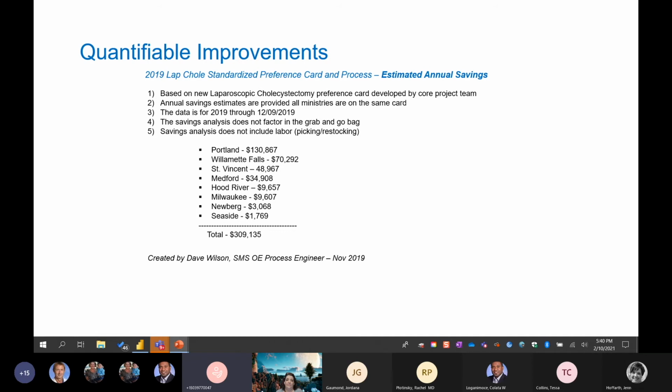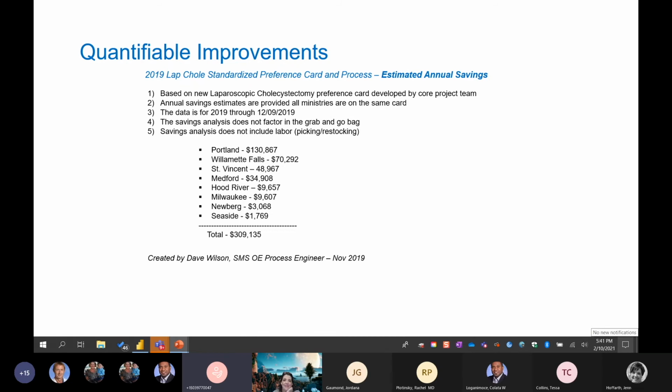As we look across the region and we project these cost savings, it turns out to become considerable. And so you can see with one case, simply refining the pack and the content, if we standardize across the region, we project to save $309,000. This is based on 2019 data because, as we all know, 2020 was not exactly a representative year, pretty much at any hospital anywhere.